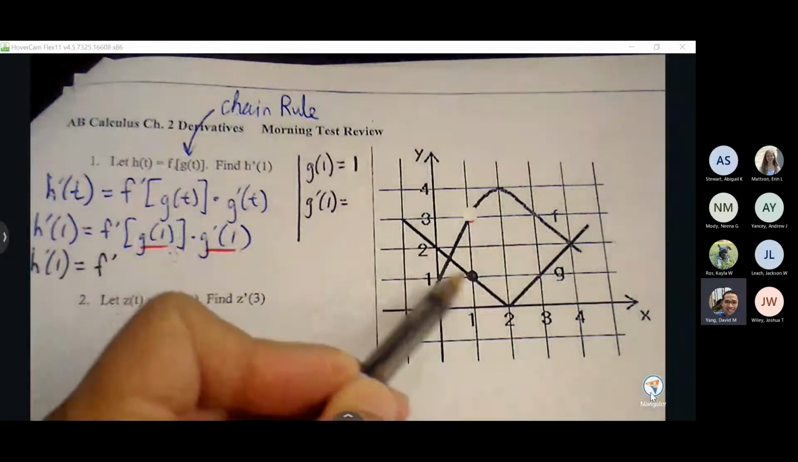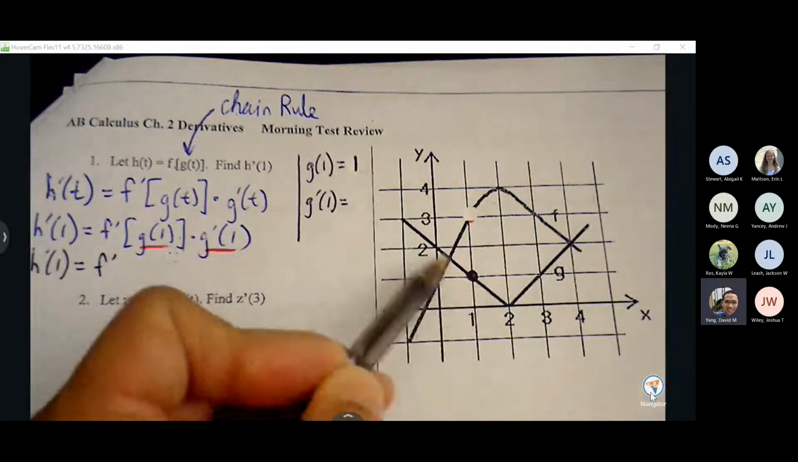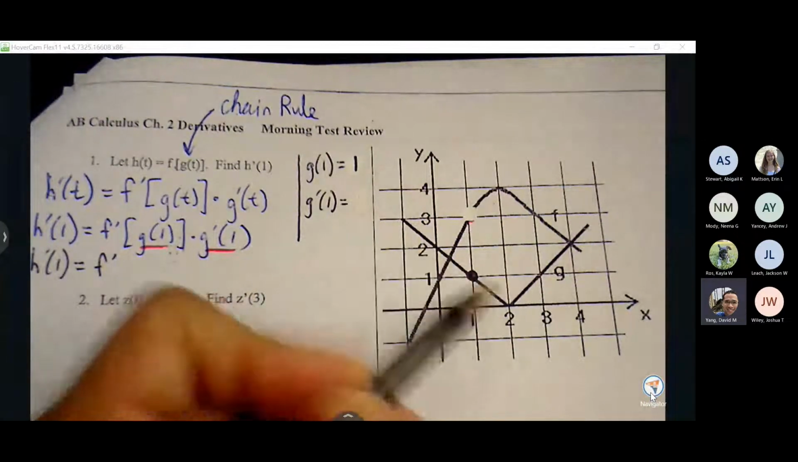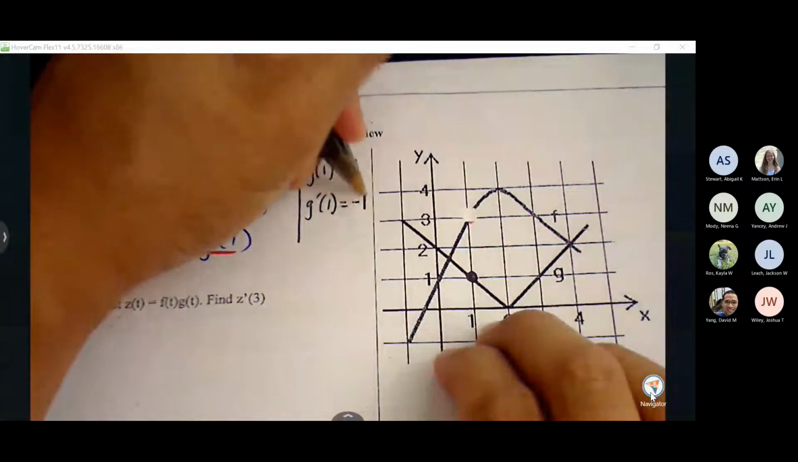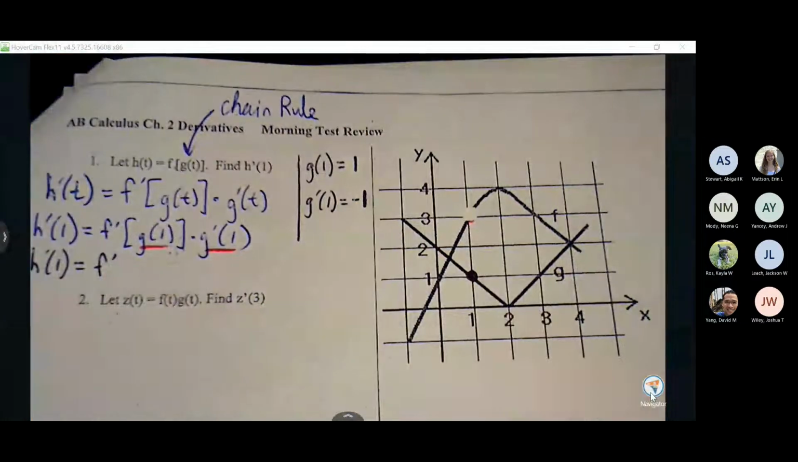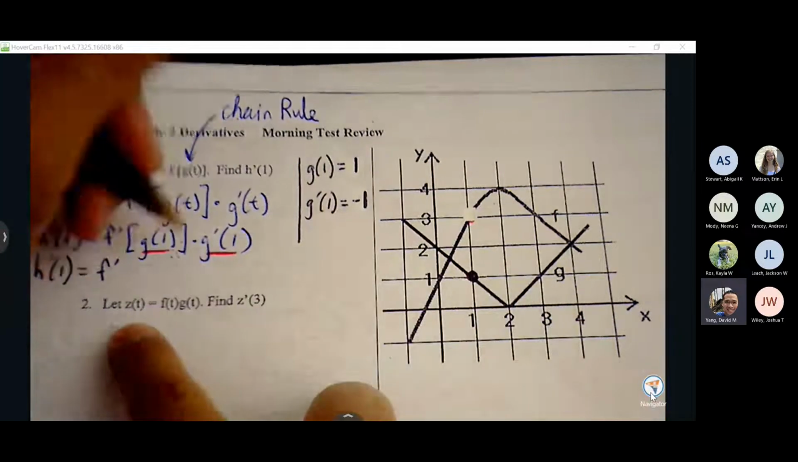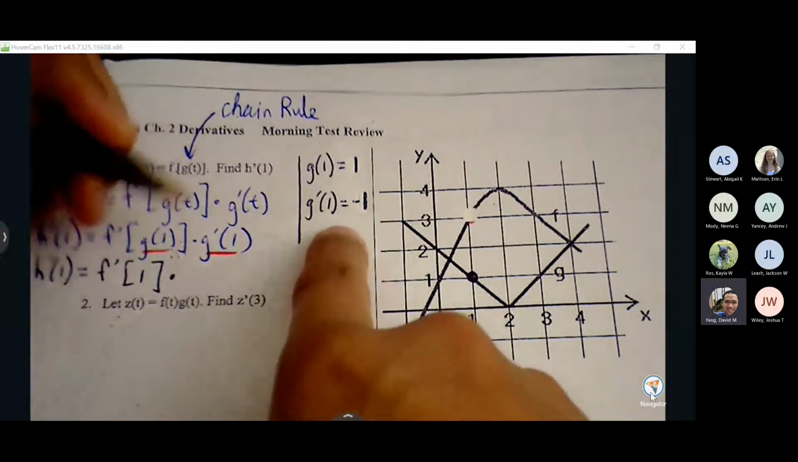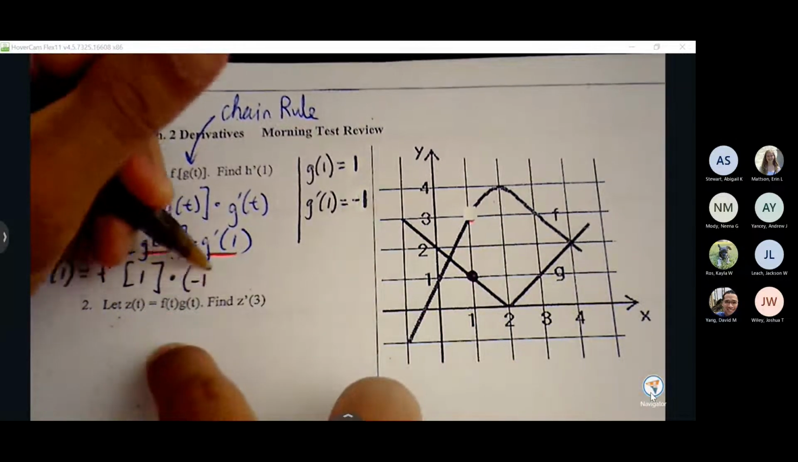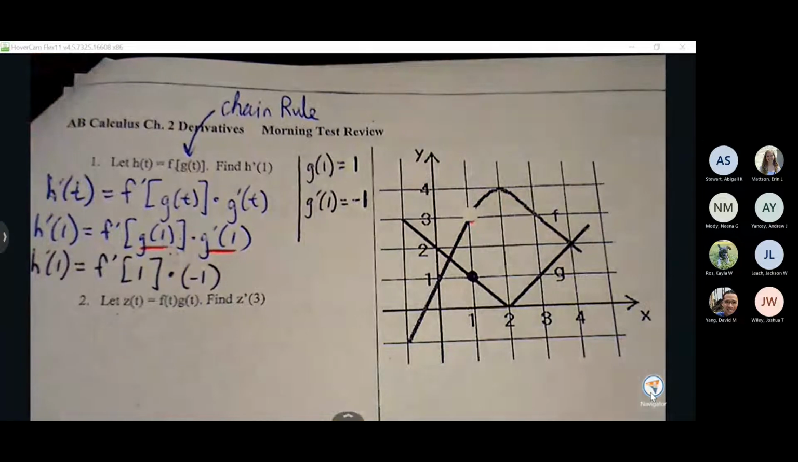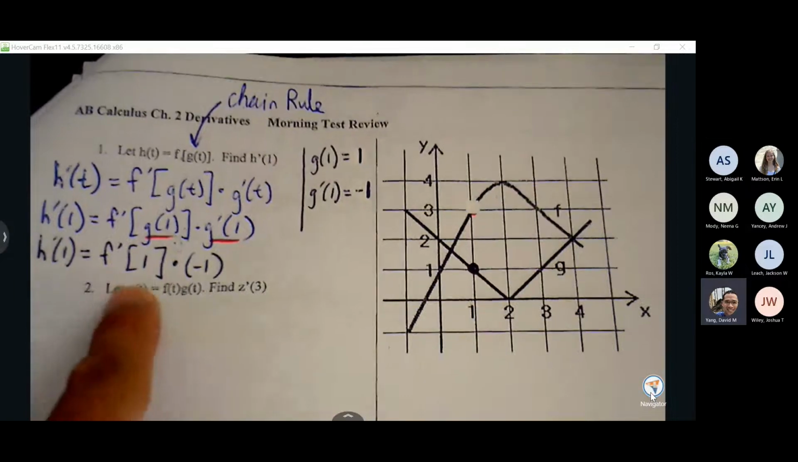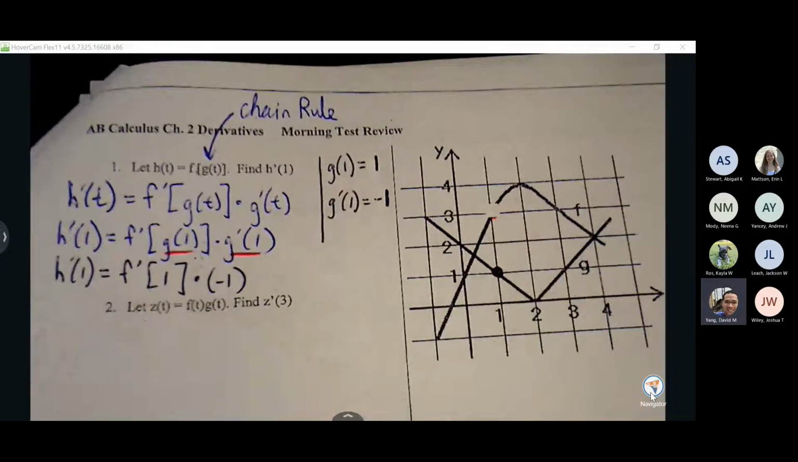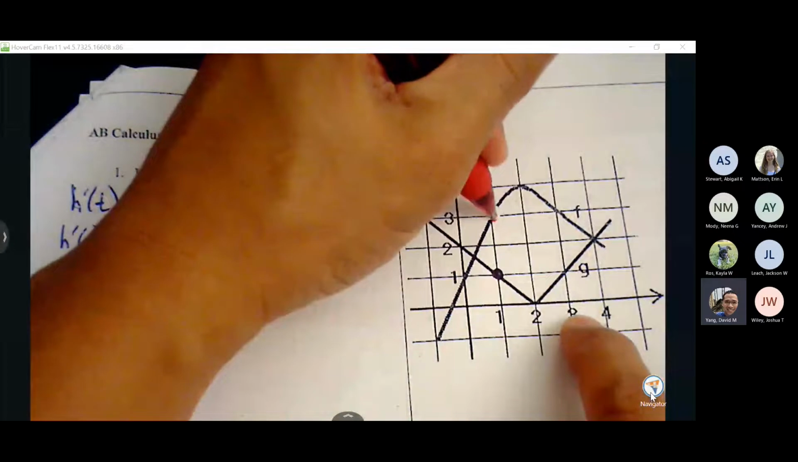Okay, so g prime of 1, this is a slope of what? Negative. Okay, so this is clear, right? This is slope negative. Okay, so f prime of g of 1 is 1. G prime of 1 is negative 1. Okay, so this is where it's confusing. F prime of 1. So we're almost there at the end. F prime of 1, that's this point here.